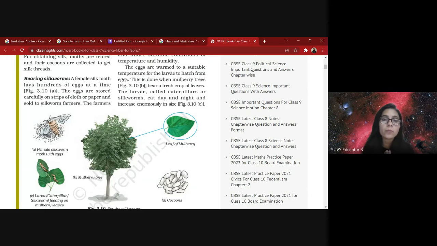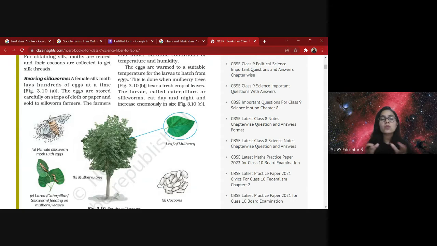The eggs are warmed to a suitable temperature for the larva to hatch from the eggs. This is done when mulberry trees bear a fresh crop of leaves. The larvae, called caterpillars or silkworms, eat day and night and increase enormously in size.